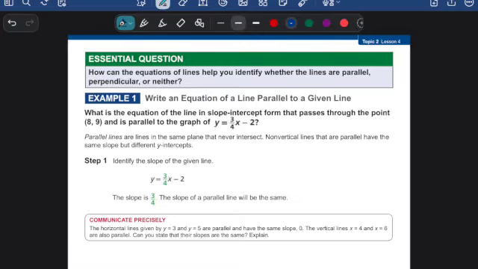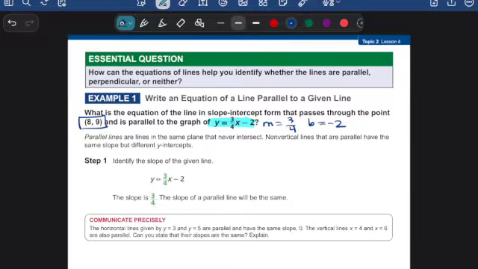Example 1, writing an equation of a line that is parallel to a given line. So we are given this equation for this line. It's in slope-intercept form, so we know the slope is 3/4, and we know the y-intercept is at -2. A new line goes through the point (8, 9), and it's going to be parallel.